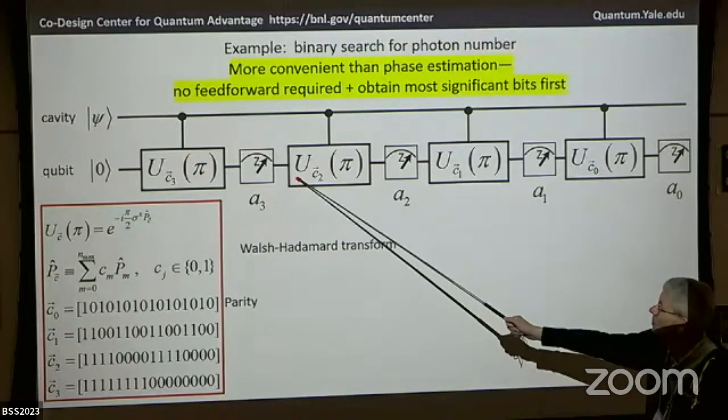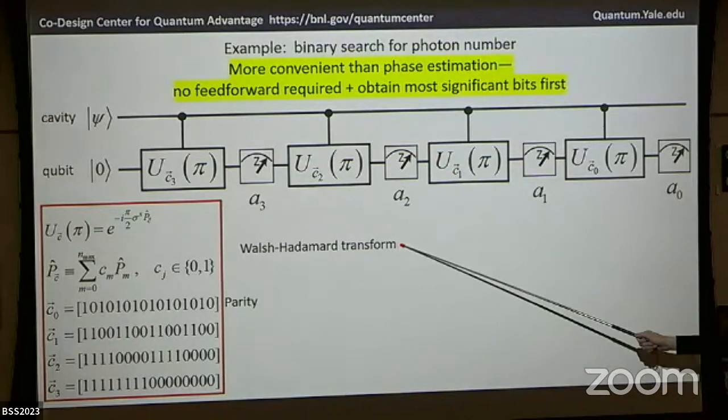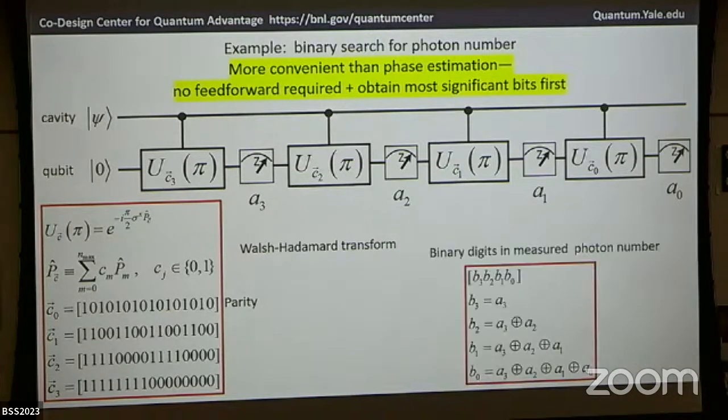The qubit has to not have any errors during this. And I've done essentially the Walsh-Hadamard transform, or I get a sequence of 4 measurement results, and from those measurement results, A0, 1, 2, 3, I can calculate the bits in the binary representation of the number.